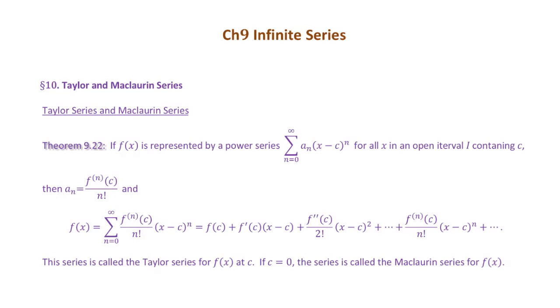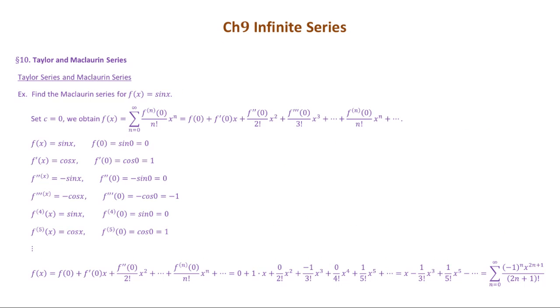Okay, let me just do one example to make the idea a little more clear. Let's find the Maclaurin series for f equal to sine of x. What it means is we want to rewrite the function sine x as a power series. When we say Maclaurin series, it automatically means c equal to 0. We can choose any value for c for the Taylor series, but in the case of the Maclaurin series, c equal to 0.